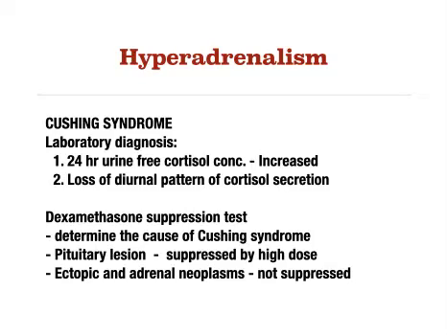So we call this the dexamethasone suppression test. Generally, there are three patterns of result that we see here, and we relate this pattern to the cause of Cushing syndrome.